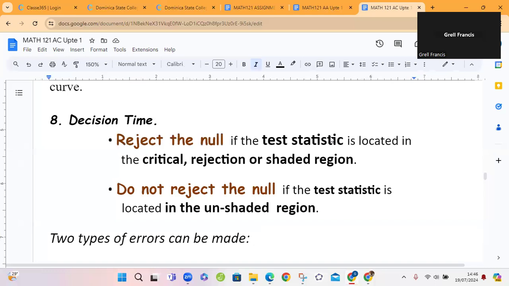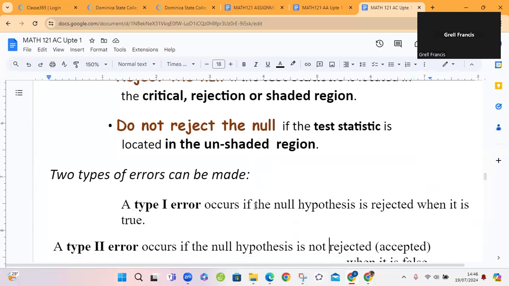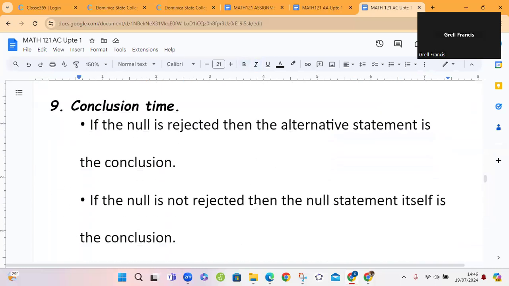And then decision time, we are familiar with this decision time. You reject the null if the test statistic is in the critical region, and you do not reject the null if the test statistic is not in the critical region. And conclusion: if the test statistic is in the critical region and you reject the null, then the alternative will be the conclusion. And if the test statistic is not in the critical region and you do not reject the null, then the null itself will be the conclusion.